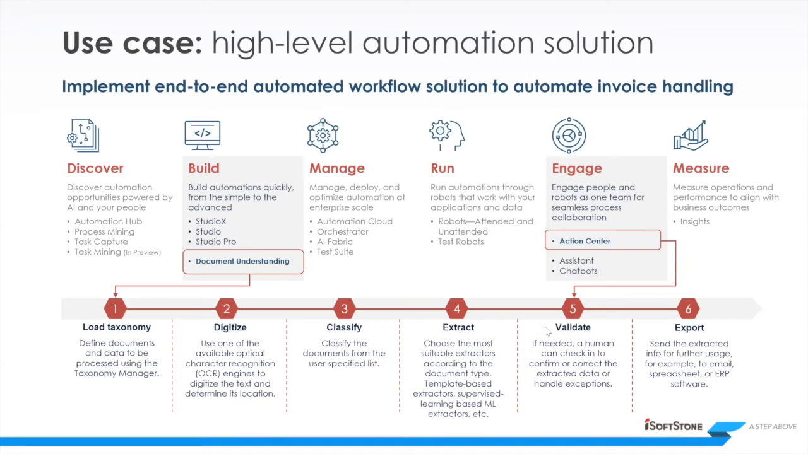And it's just a very quick process from document understanding: loading the taxonomy for the data, digitizing invoices, classifying those, and then extracting the data, and then using Action Center to the extent necessary, bringing a human in the loop and validating. Some of the validation can be automated, hopefully a lot of it can. In some cases, there may still be a human that needs to validate through Action Center. And then exporting or publishing that data to the downstream systems.